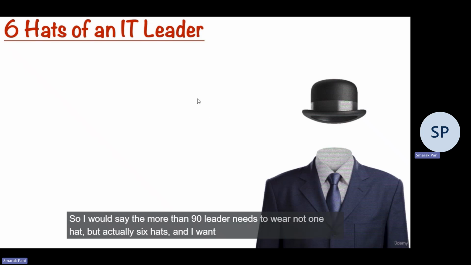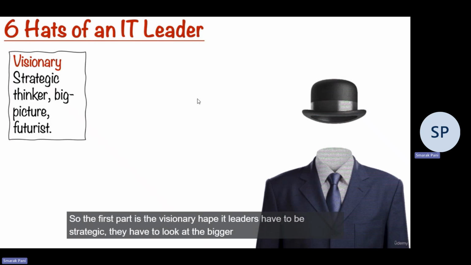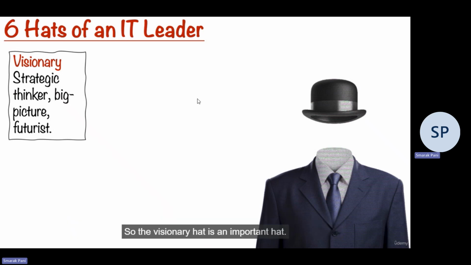So I would say, actually, 6 hats. And I want to talk about these 6. So the first hat is the visionary hat. IT leaders have to be strategic. They have to look at the bigger picture and they have to understand what's going to happen in the future. So the visionary hat is an important hat.